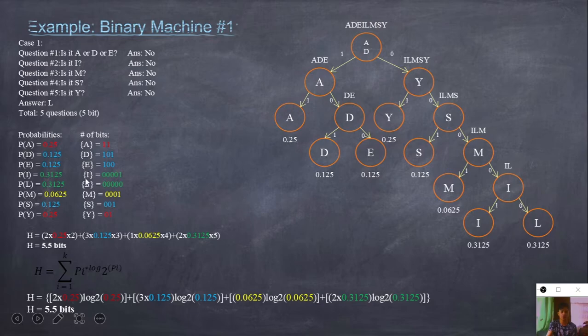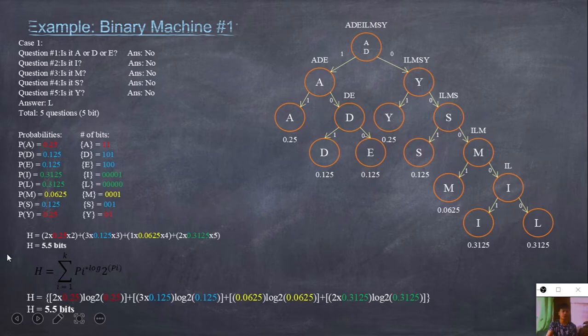For I is 0 0 0 0 1. For L is 0 0 0 0 0. For M is 0 0 0 1. For S is 0 0 1. For Y is 0 1.